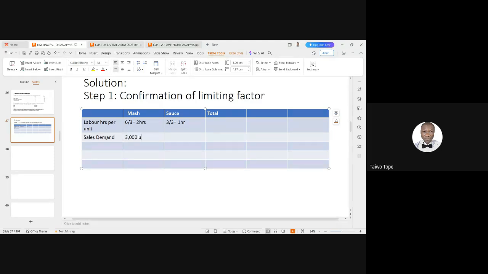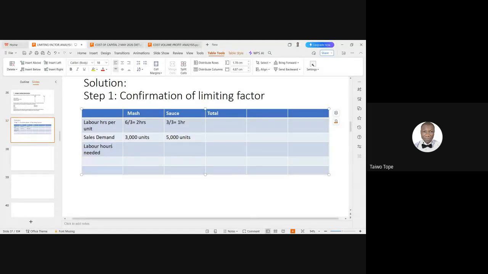3,000 units. For sauce it is 5,000 units. Now, based on this sales demand, how many hours do you need to produce 3,000 units of mash? Labor hours needed. How many hours do you need?